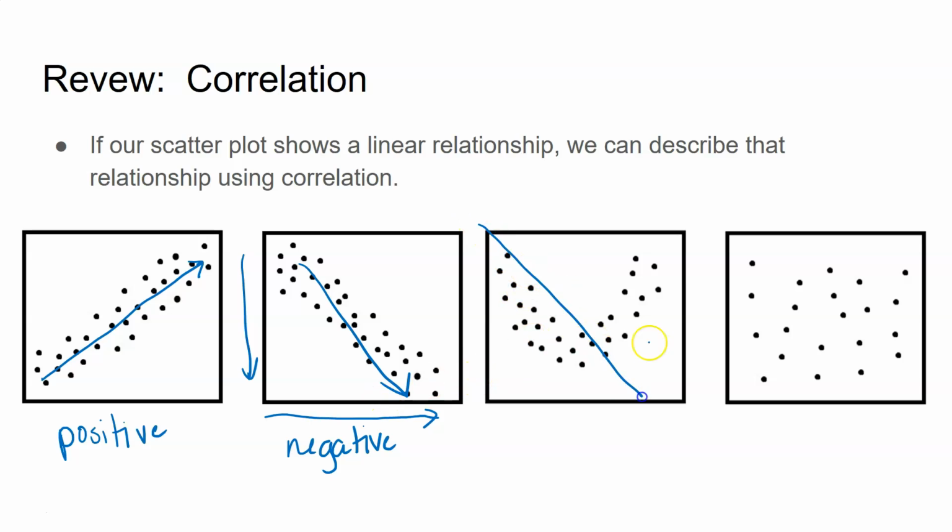This one is nonlinear, so it's not appropriate to use correlation for that. For this one, we could just say no correlation. There's no trend because the dots are all spread out, so we just say no correlation there.